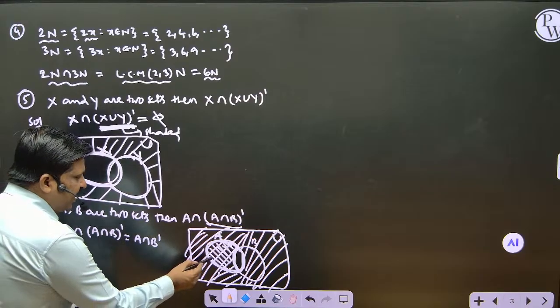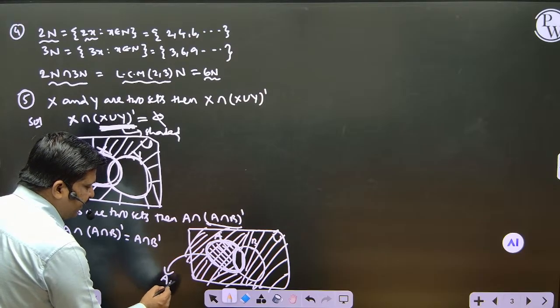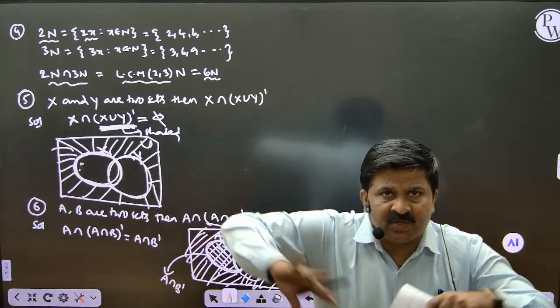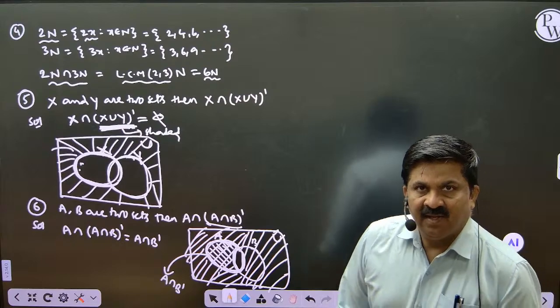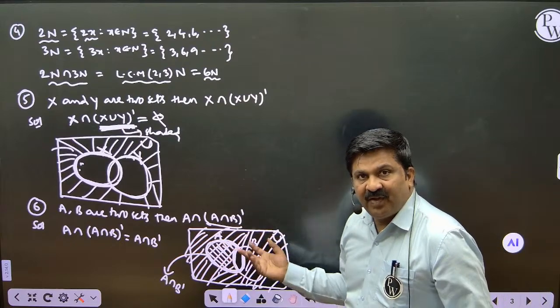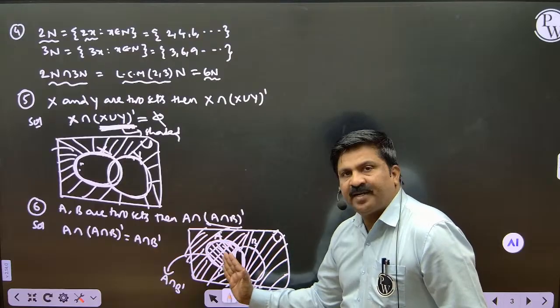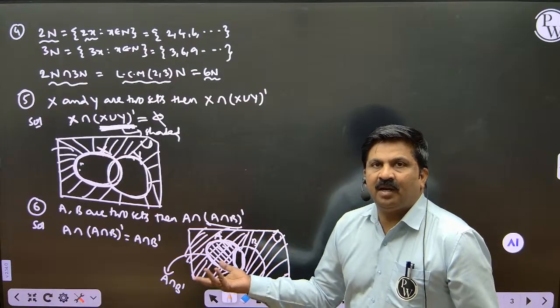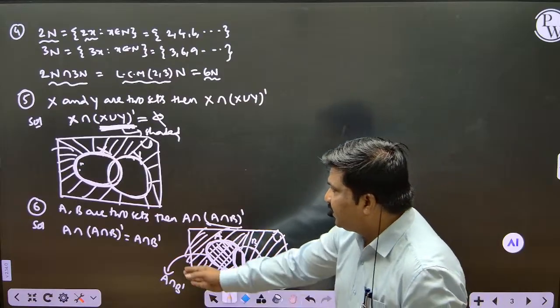What is this part, Amma? This part gives A, but not B. A intersection B whole complement means the total part except A intersection B. But that part is taking a commonality with A. Then what is left? Only this part is left. What is that part? A, but not B. So that is what is written here.